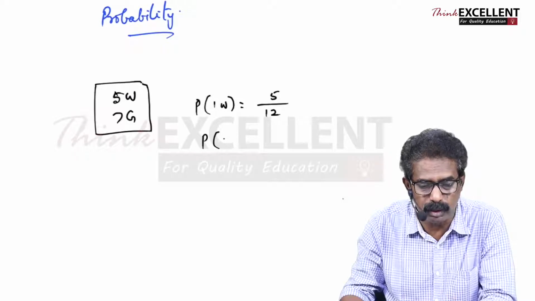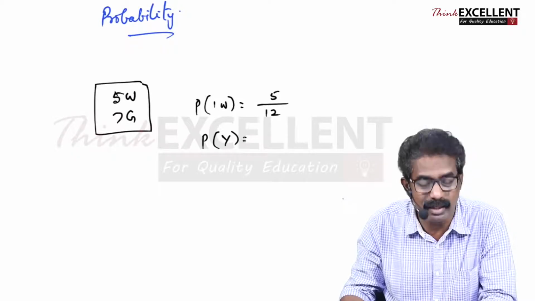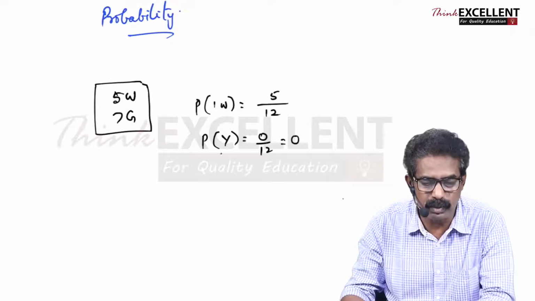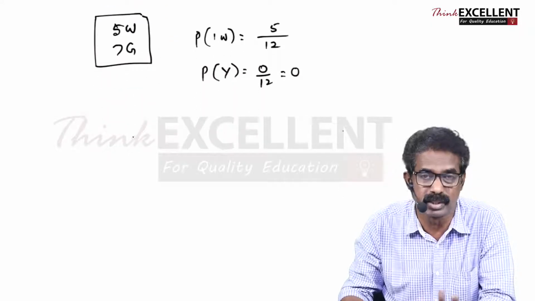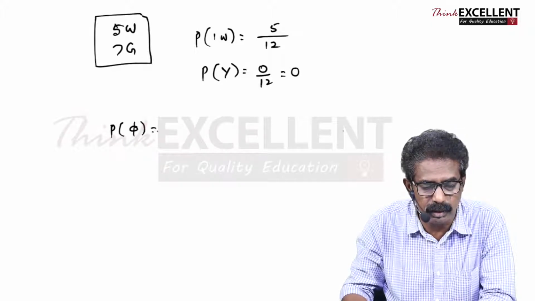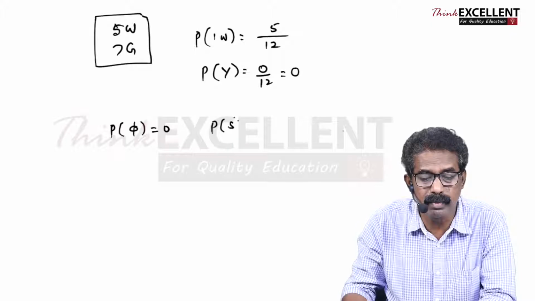So 7 by 12. Probability of getting a yellow ball, it is not there, right? So 0 by 12, it is an impossible event, so the probability is 0. Probability always lies between 0 and 1. Probability can be 0. Probability of an impossible event is 0. Probability of a sure event is 1.